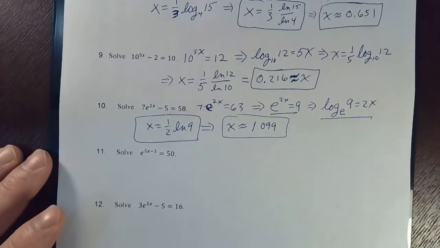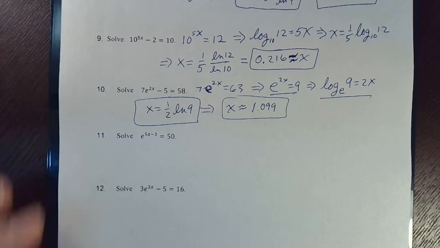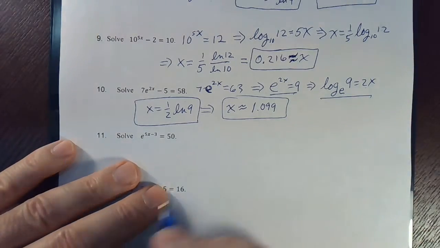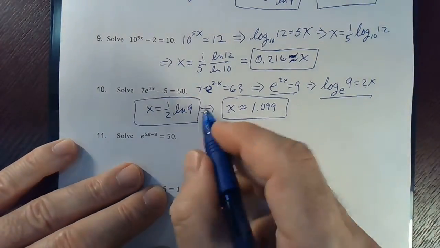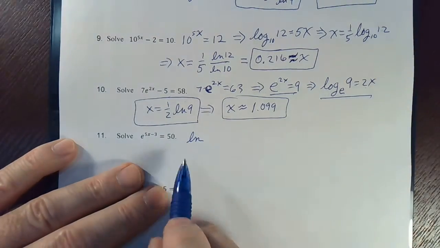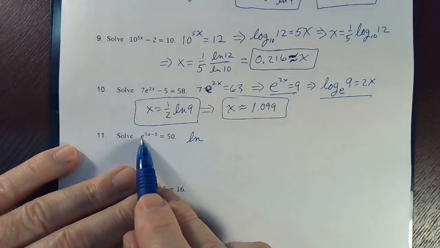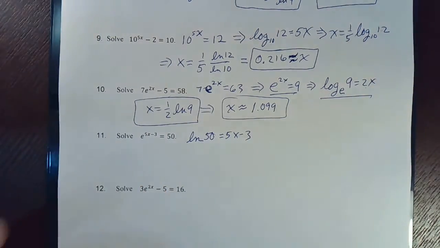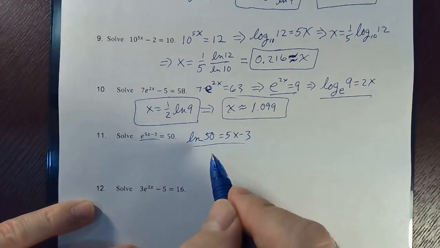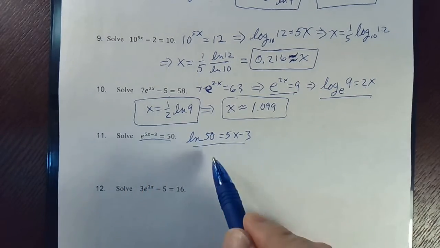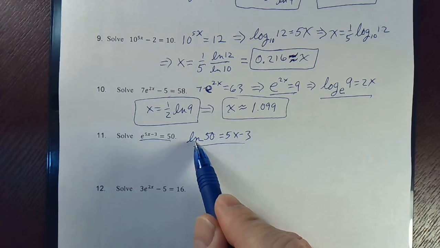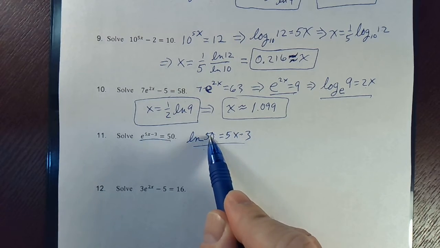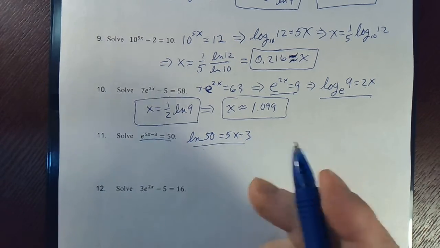All right, a couple more examples. All right, so let's rewrite this. I need the 5x minus 3 to come down to the base level, so let's write this as a log equation. And I would get natural log, because it's a log base e, of 50 equals 5x minus 3. So these two are equivalent equations. Let me double check that. Ln is log base e, so e raised to this is equal to this. And that's exactly what we've got here.